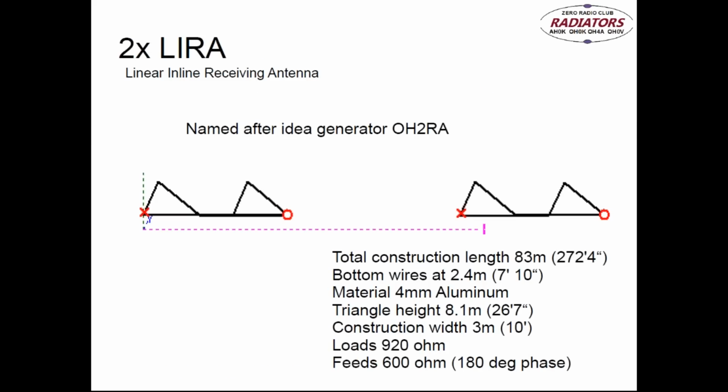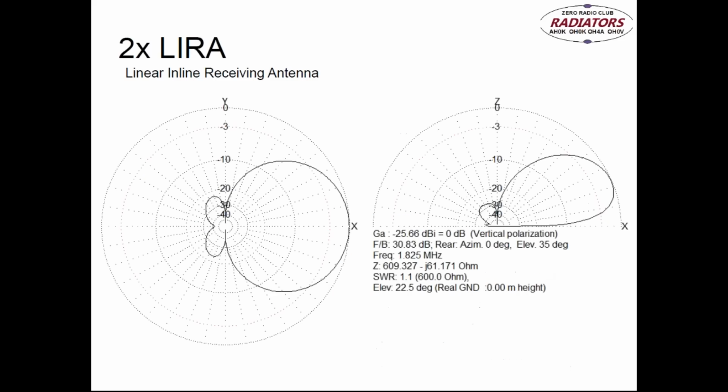So 2 times Lyra. This is named after the great idea generator OH2 radio alpha, and I call this linear inline receiving antenna. So we have 2 LIXAs, and the total construction is like half a wave on 160. So this is 83 meters, and it does this kind of pattern.